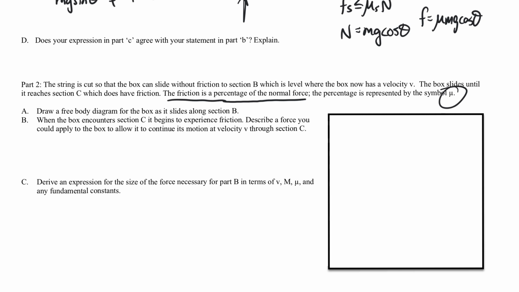Draw a free body diagram for the box as it slides along section B. I think that's weird. I probably said section C in class, but if you did B, the only forces acting would have been weight downwards and normal force upwards. So that's if it's in section B. If it's in section C, weight downwards, normal force upwards, and friction to the left. All right?